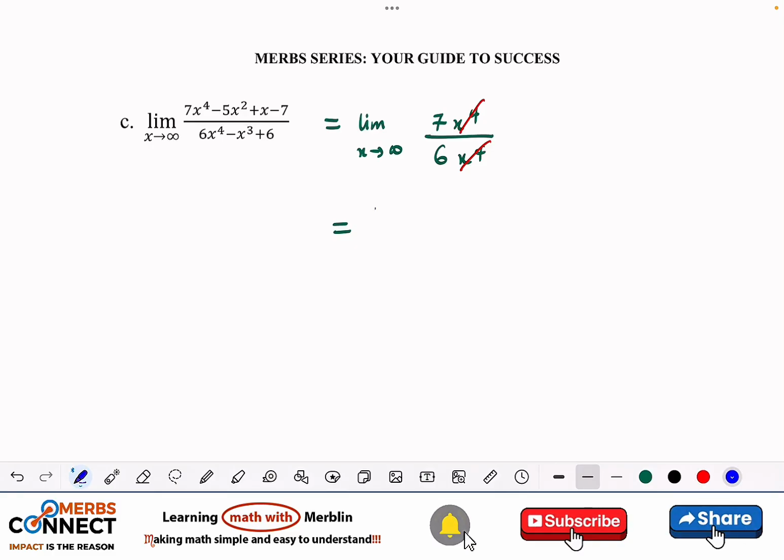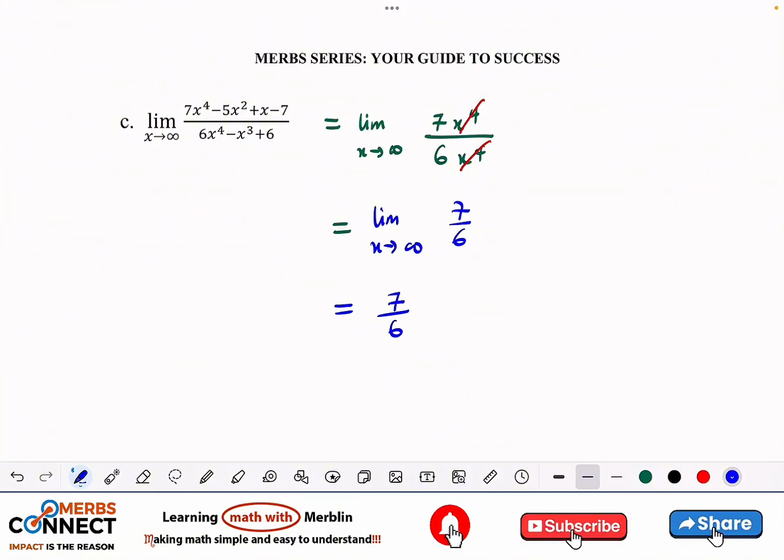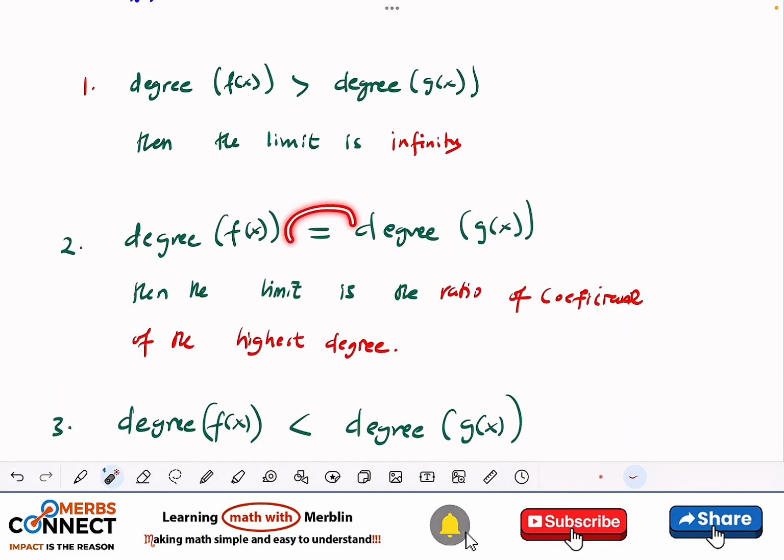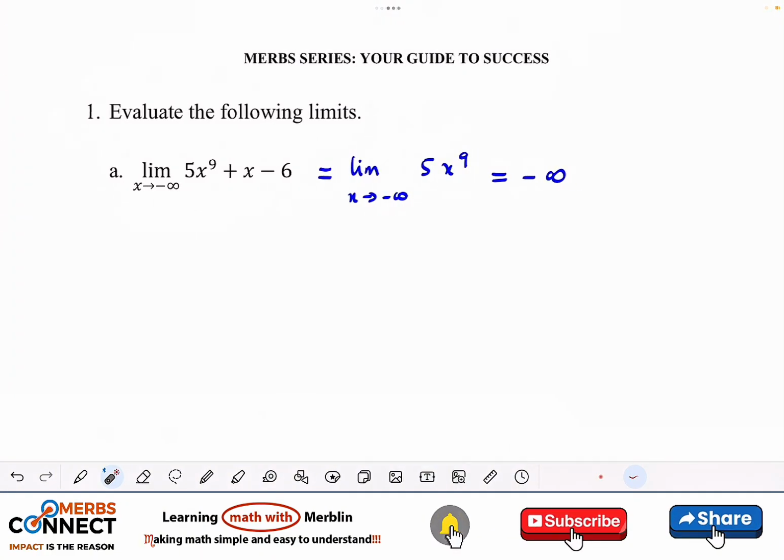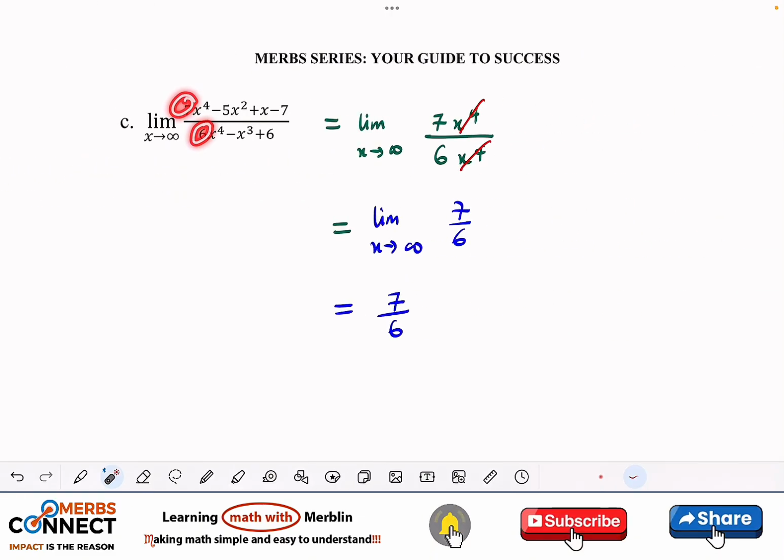And we are going to have the limit as x approaches infinity of 7 over 6. And we know that the limit of a constant is the constant, because no matter the value of x, this does not depend on x. And this tells us that when the degrees are the same, we just need to use the ratio of the coefficients of the highest degree. So this is the ratio, which is 7 over 6. As we said from here, if the degrees are the same, it is the ratio of the coefficients of the highest degree. So the answer is 7 over 6.